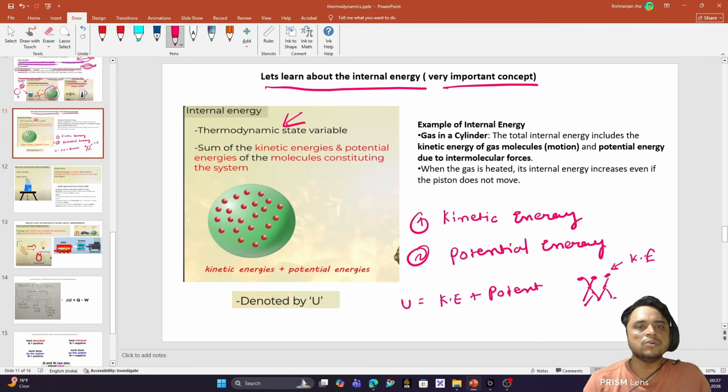I hope you understood the concept of internal energy, and studied the concept of state variables. Why do we study thermodynamics? Hope you understood about the zeroth law of thermodynamics.